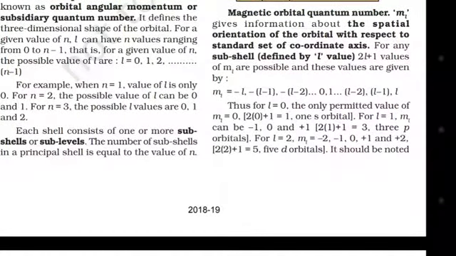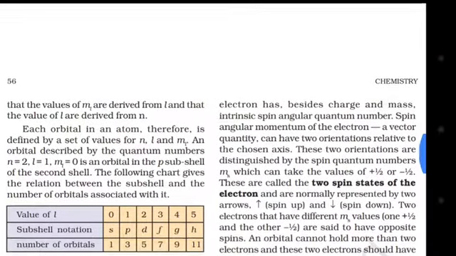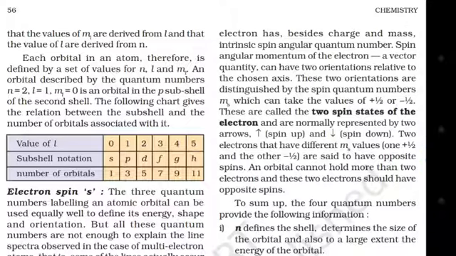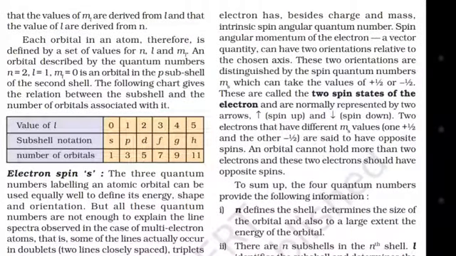Thus, for L is equal to 0, the only permitted value of ml is 0, that is the 1s orbital. For L is equal to 1, ml can be minus 1, 0 and plus 1, that is 3 p orbitals. And if L is equal to 2, ml is equal to minus 2 to plus 2, in between there will be 5 d orbitals. It should be noted that the values of ml are derived from L and that the values of L are derived from n. Each orbital in an atom therefore is defined by a set of values of n, L and ml.